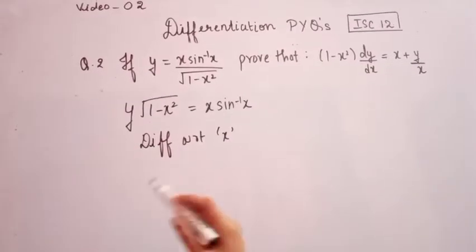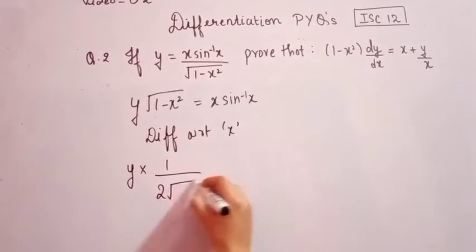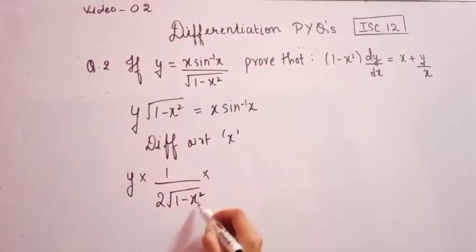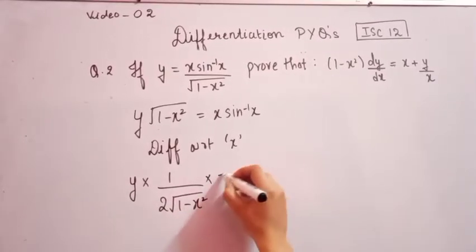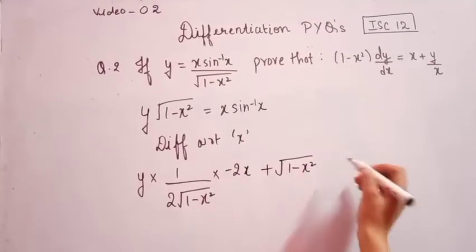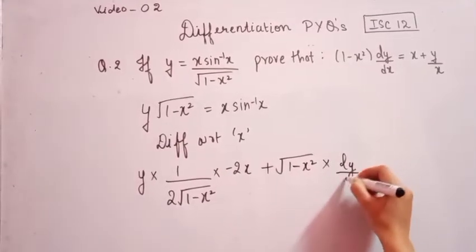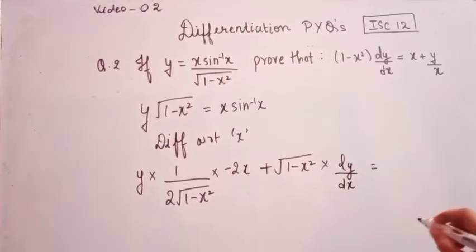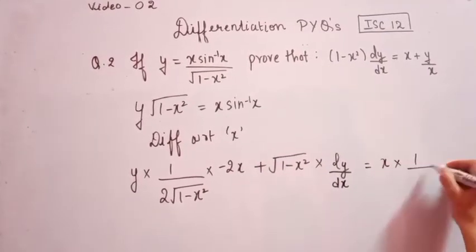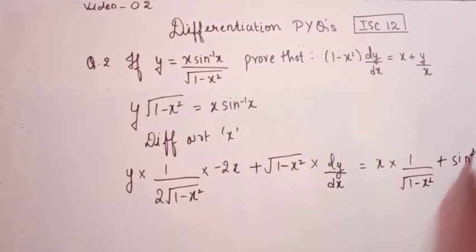So we'll be applying product rule. This becomes y into 1 upon 2 under root of 1 minus x square. Now again we have to apply the differentiation on this part. It becomes 0 minus 2x, that is minus 2x only, plus under root of 1 minus x square, that is the second function, into differentiation of the first function, that will be dy by dx, equals, now applying product rule on the right hand side as well, we'll be getting x into 1 upon under root of 1 minus x square plus sine inverse x.